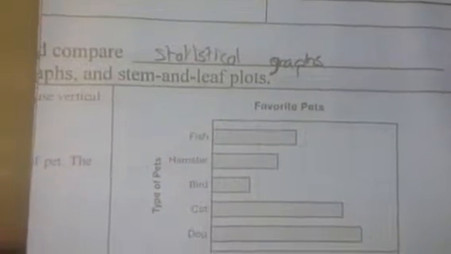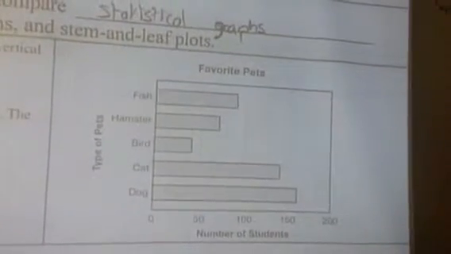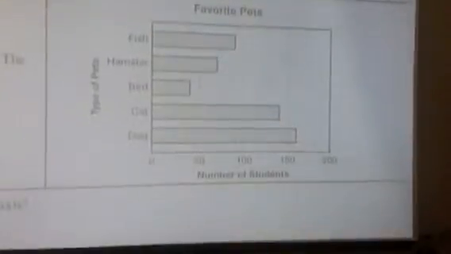First thing we are looking at is a bar graph. A bar graph can use vertical and horizontal bars to represent data. So here are some horizontal bars. It says that this graph asks students to name their favorite pet, and the results are shown here. Part A says what information is shown on the vertical axis.